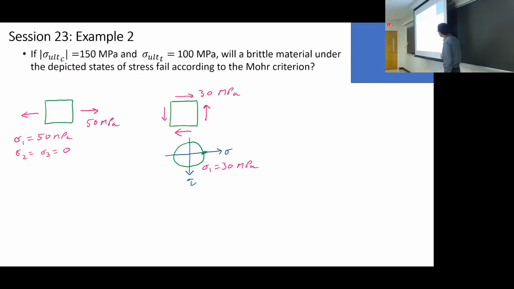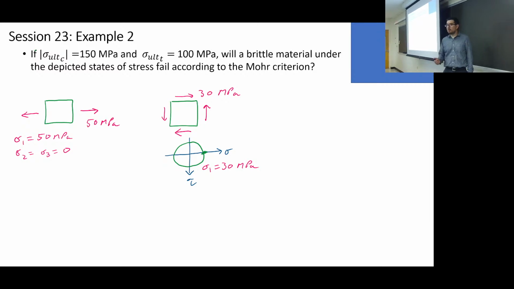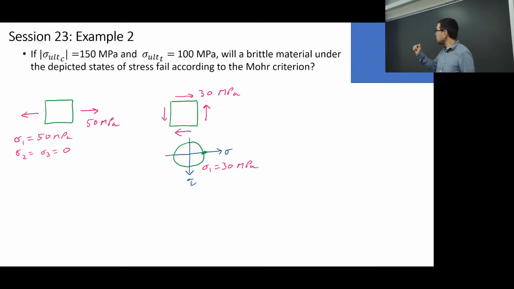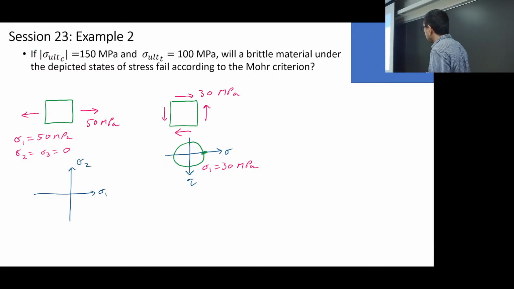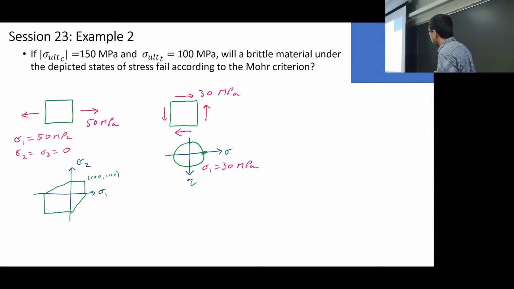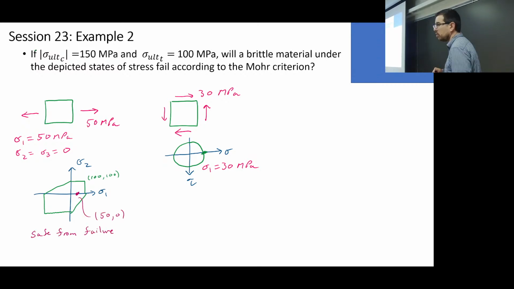The operating stress is just sigma 1 equal to 50 megapascals. If I were to draw the sigma 1, sigma 2 plot, I'd have something that looks kind of like this. My question is, is the operating stress sigma 1 in that box, in that envelope? Yeah, it's in that envelope. That's 100, 100 right there, and 50, 0 is right there. So we're not going to fail. We're fine.